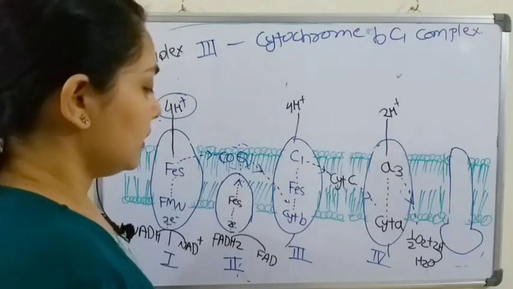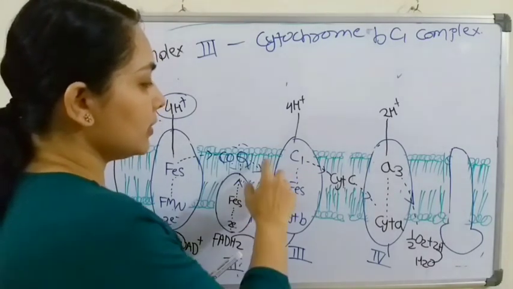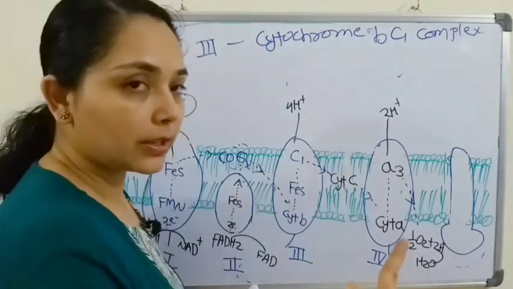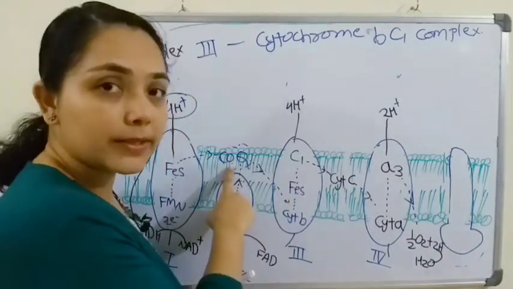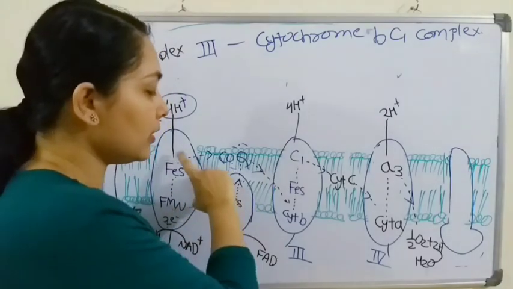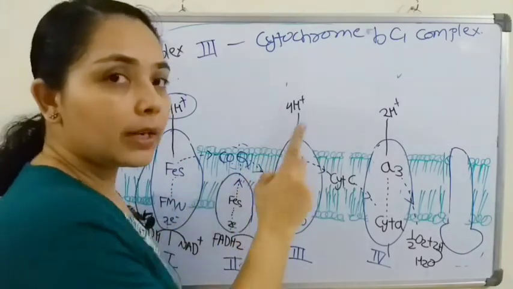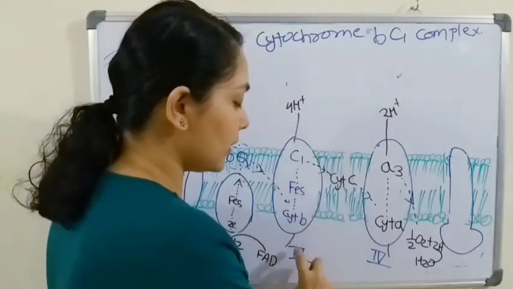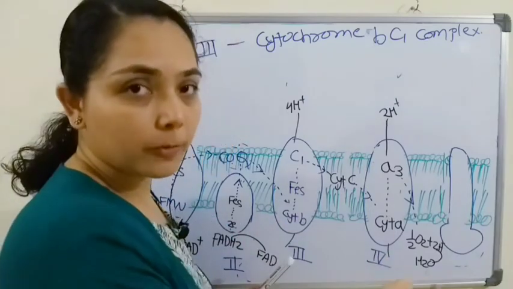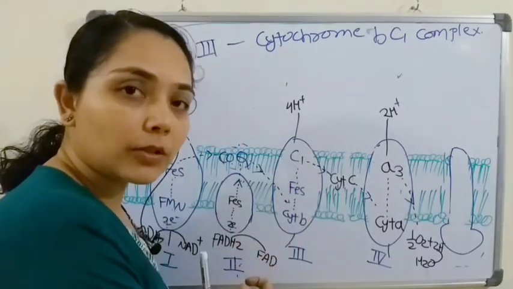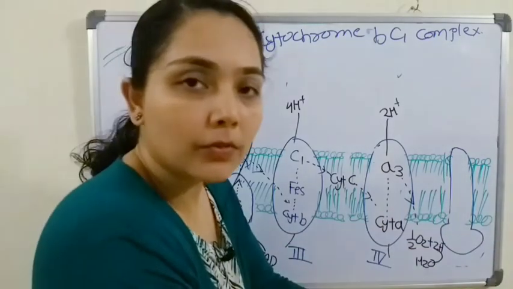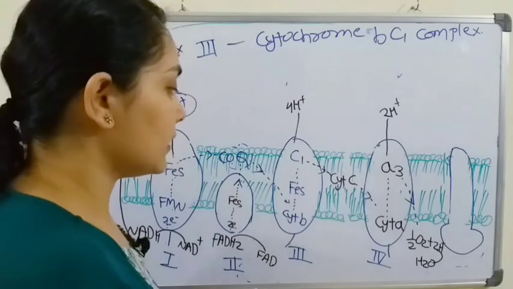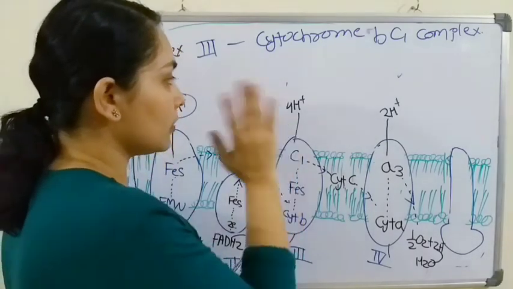From cytochrome c1 the electrons go ultimately to cytochrome c, which is the second shuttle system. The first shuttle system is coenzyme Q, which shuttles between complexes 1 to 3 or 2 to 3, and the second shuttle system is cytochrome c, which shuttles between complex 3 and complex 4. It accepts the electron from complex 3, donates it to complex 4, and again comes back to complex 3. That way it acts as a shuttle system. So 4 electrons will transfer.